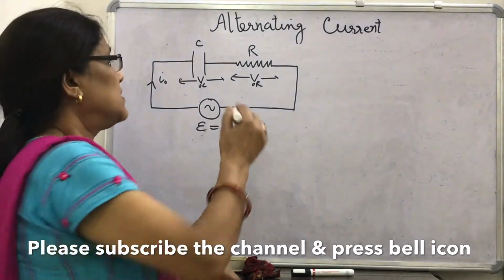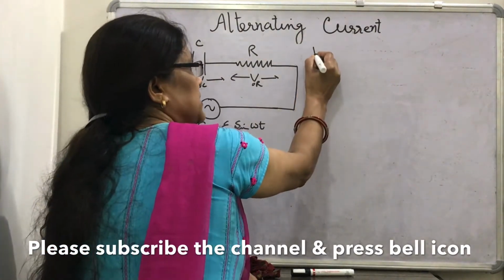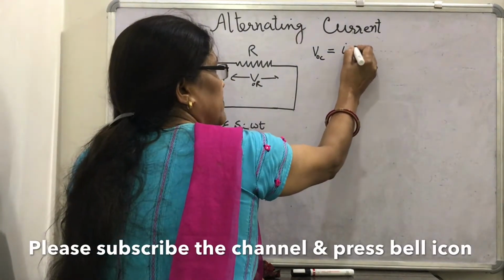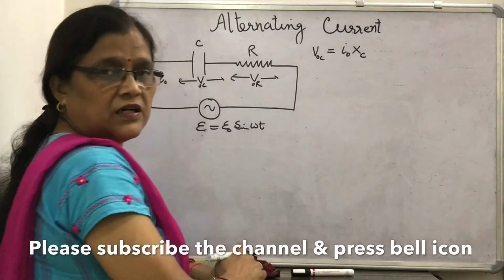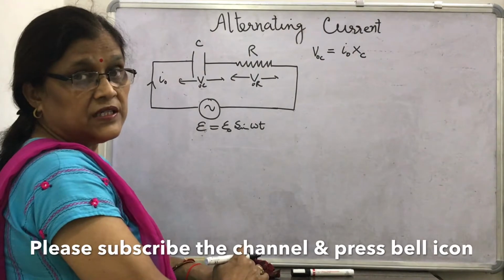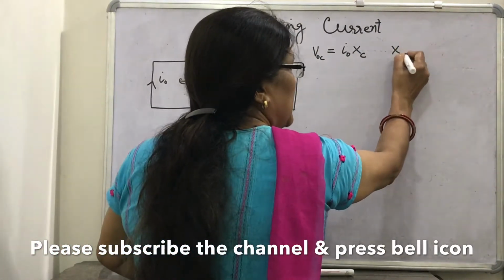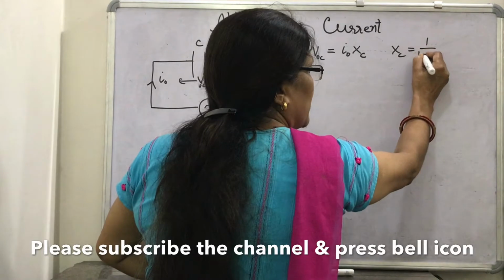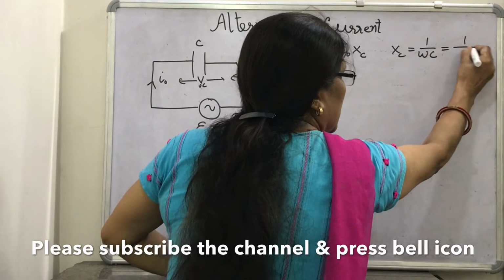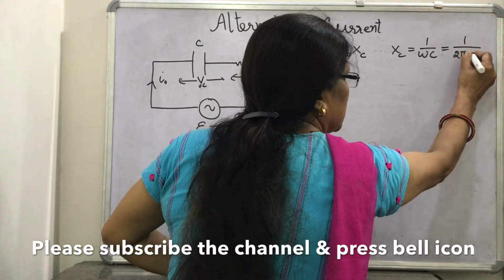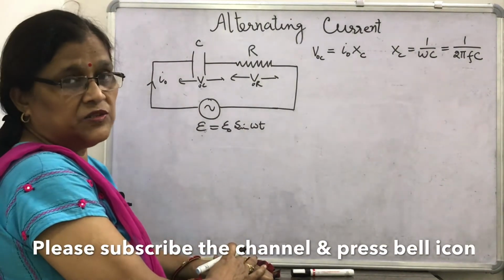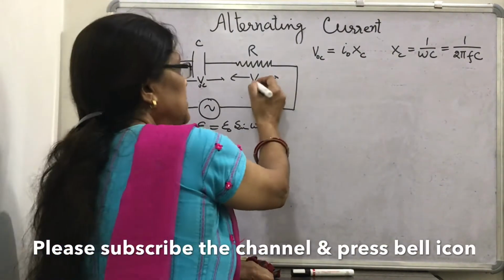How can you write the value of the potential difference developed across the capacitor? We have read previously, V naught C equals I naught XC. What is XC? Capacitive reactance. XC is given by 1 upon omega C. What is its unit? Ohm. How will you define it? Hindrance, or opposition, created by the capacitor in the path of alternating current. Its unit is ohm. What is V naught R?